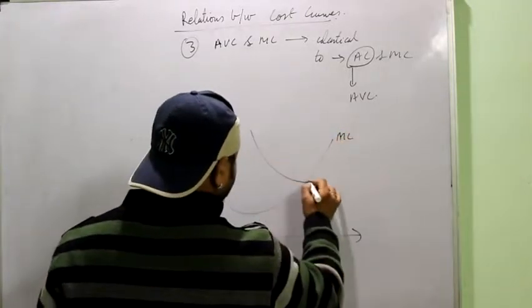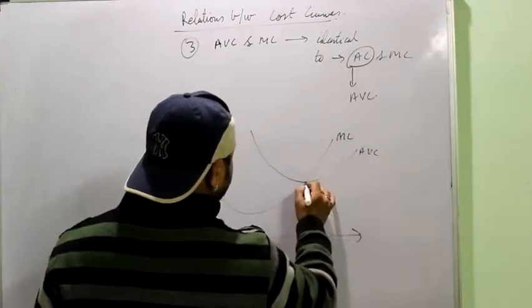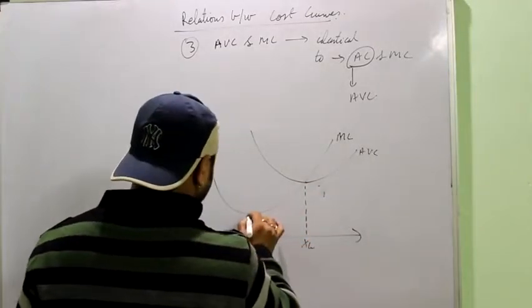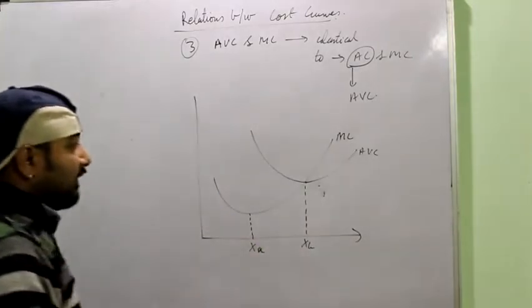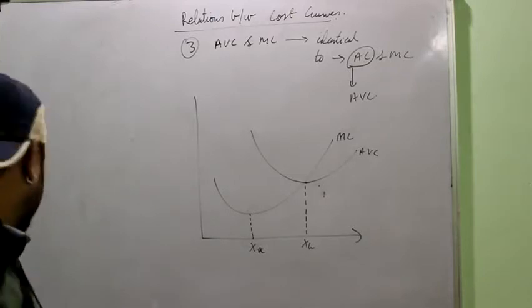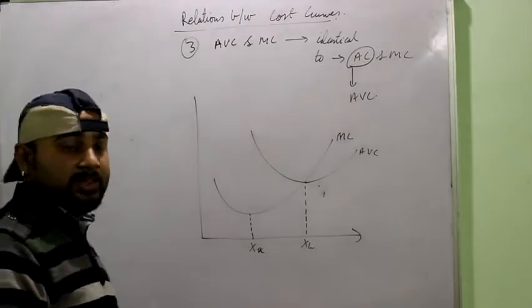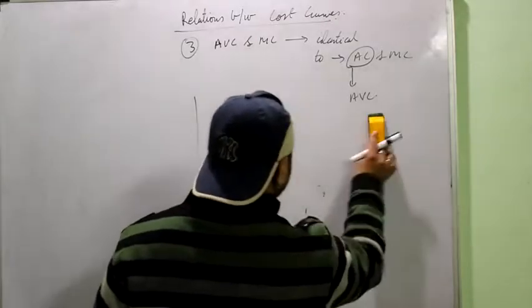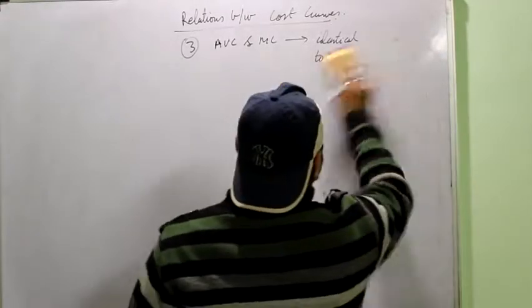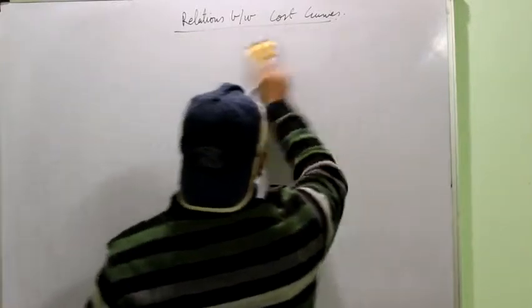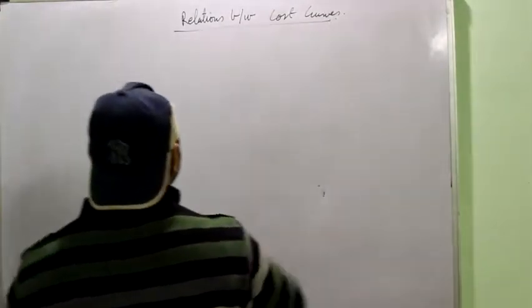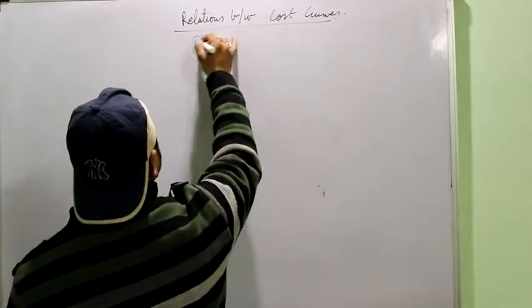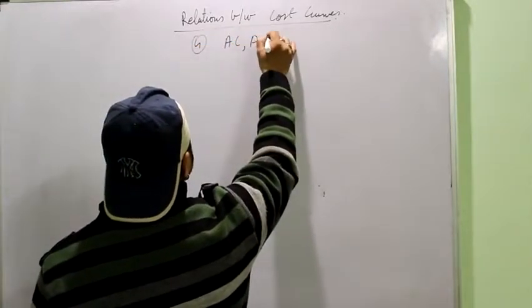MC and ABC. Minimum point of ABC and minimum point of MC. Okay, you can see identical diagram, same points. And a similar form of true and false can be asked from here also, right? Then the last one that we have to study is the relation between the AFC, ABC and AC.